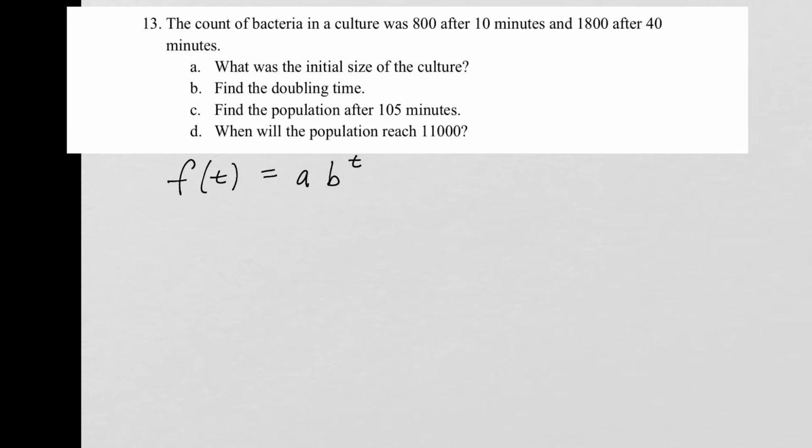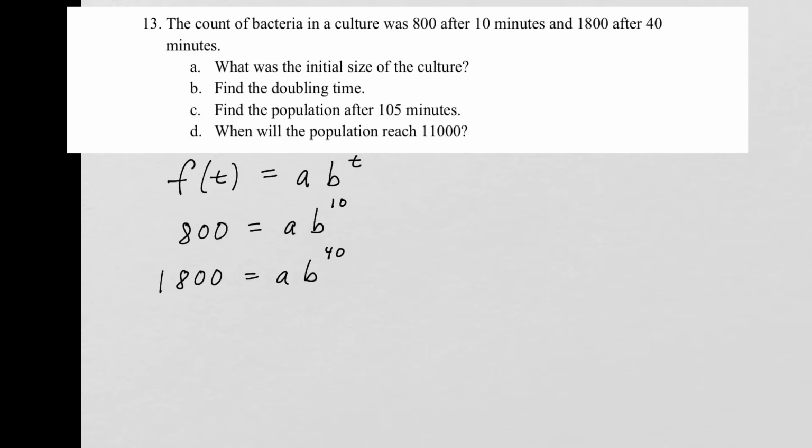Well, I know that f of t is 800, don't know a, don't know b, the time was 10 minutes, right? So I'll just do t is 10. And then the other possibility is when the count was 1800, the time was 40 minutes, right? So t is 40. So time is going to be in minutes in this particular problem. Okay, great. So there I have two equations, two unknowns, a and b. How do I solve these?